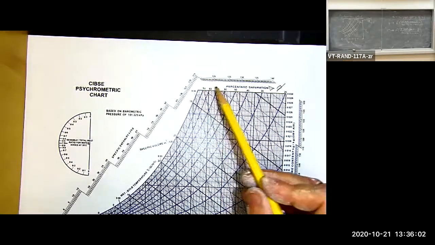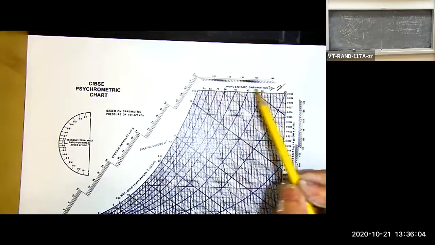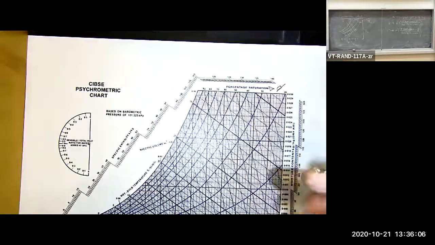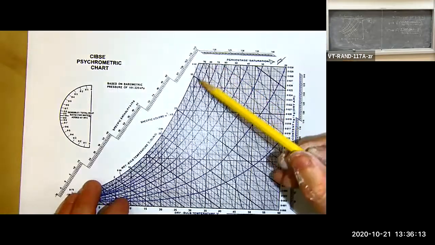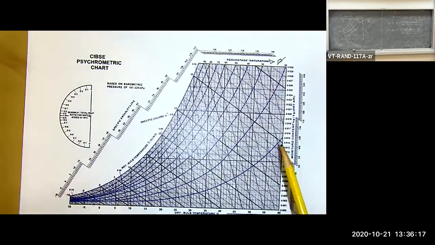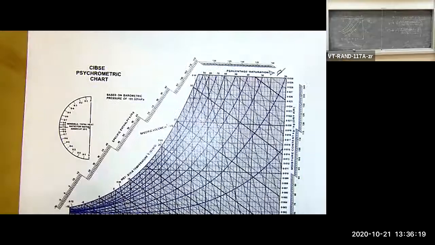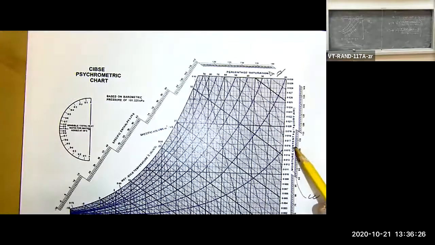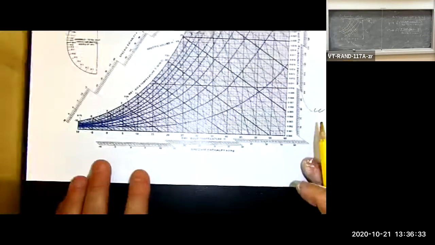90%, 80%, 70, 60. So this axis up here indicates the relative humidity and the value of the blue lines of constant relative humidity. On the y-axis we have the humidity ratio. It says here moisture content, kilogram of moisture per kilogram of dry air. That's what it refers to here.